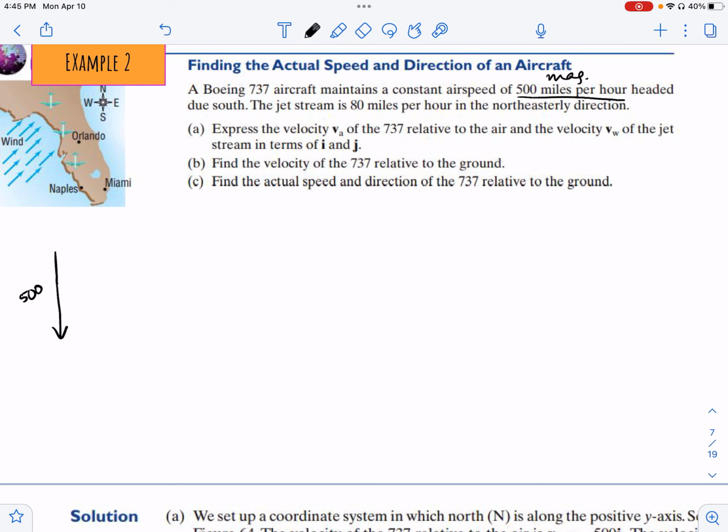And its magnitude is 500 miles per hour. At the same time, there's a jet stream. Think of those as winds. Here are the windy jet streams that are going at 80 miles per hour in the northeasterly direction.